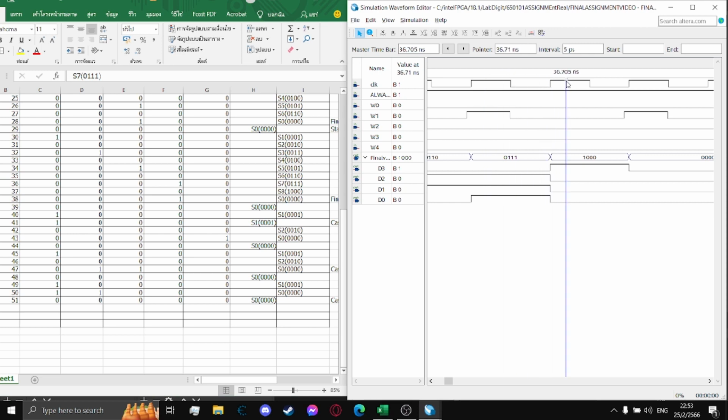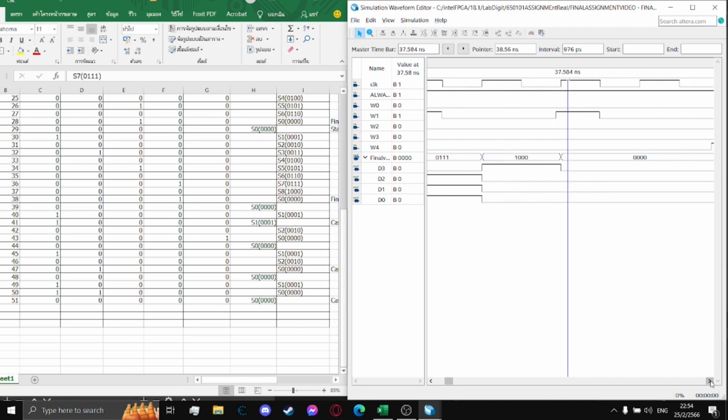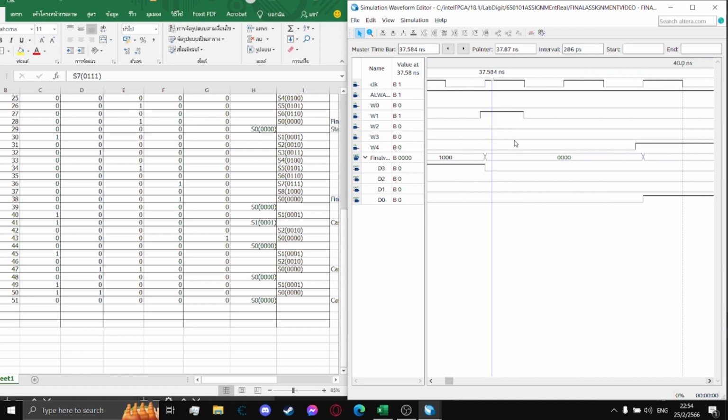And clock 37, not press, they will go to next state immediately. And clock 38, we press 5 again, then they will reset, go to state 0 immediately. In state 39, they stay in the same state, state 0.